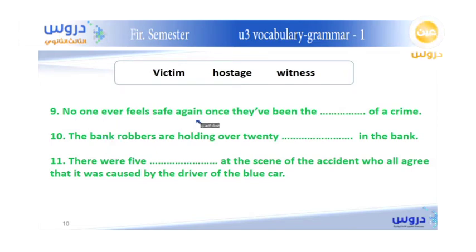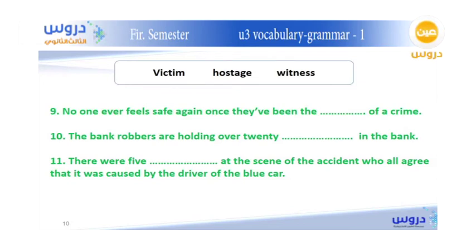No one feels safe again once they have been the victim of a crime. This will be number 9 for Reuf. And number 10, who would like to answer number 10? The bank robbers are holding over 20 hostages in the bank. Okay, number 10 for Razan. What about 11? Shuruq, that's fine. I'm waiting for you. Reuf, Razan, Shuruq, victim. Sounds great.